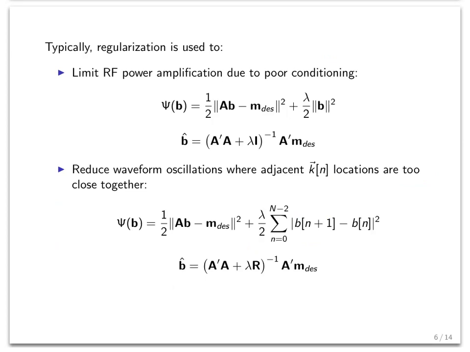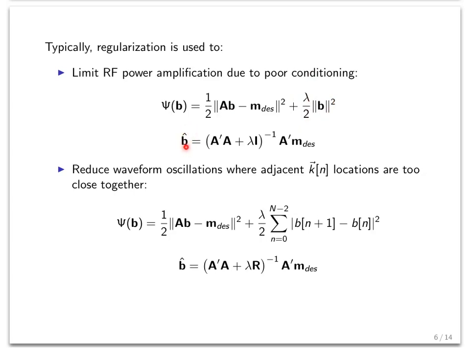Okay, and as in many least squares problems, you very often use regularization, right? And this can be used for the following applications. One thing you can use it for is to limit the total RF power amplification that might happen due to poor conditioning of the problem. So if the problem is a little bit underdetermined, meaning you effectively have fewer rows in the matrix A than you have columns, that is, you have fewer equations than you have unknowns, then you can add some regularization here to force the solution to be a little bit smaller, right?